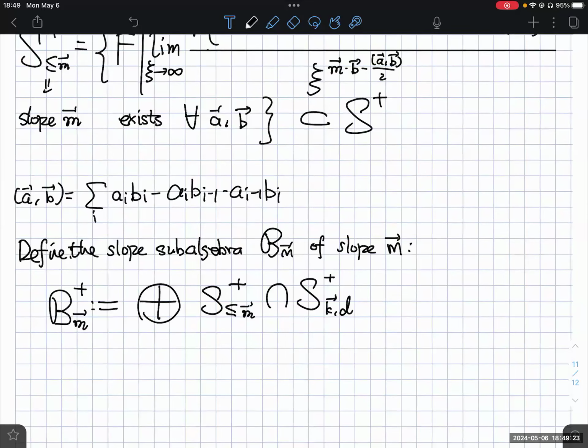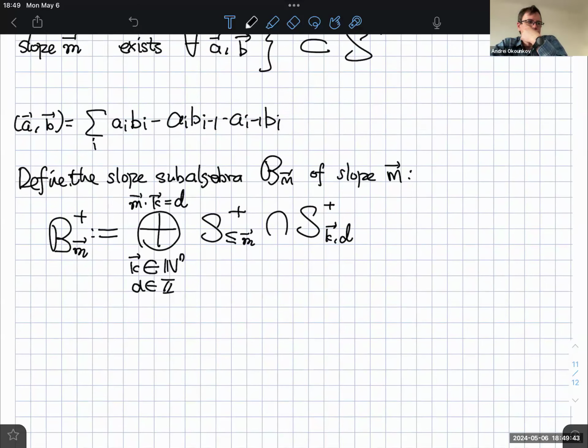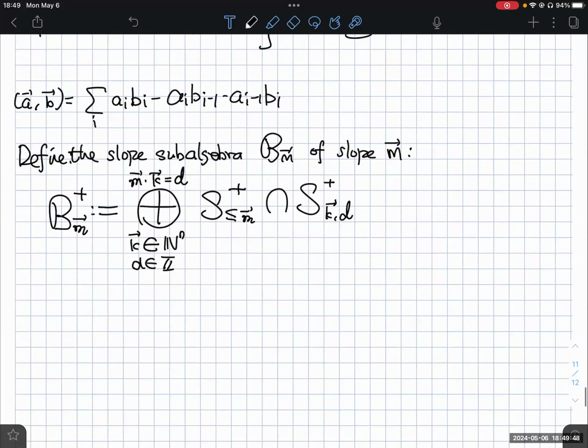And actually, there's a requirement of this gradation: we need to make sure that the inner product of the vector m with the number of variables should be equal to d, which means that it should be an integer. And this is the positive part. So the negative part is the same.